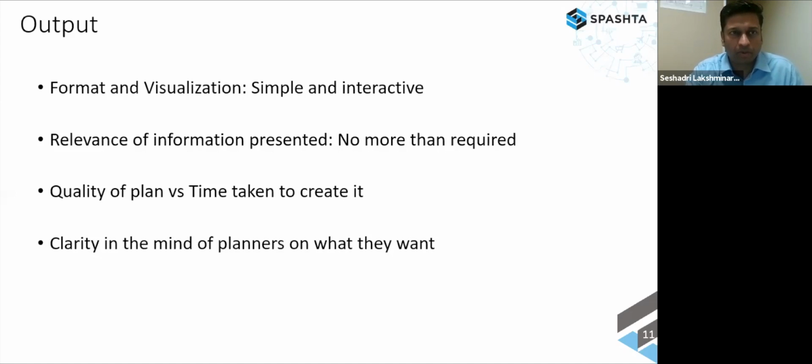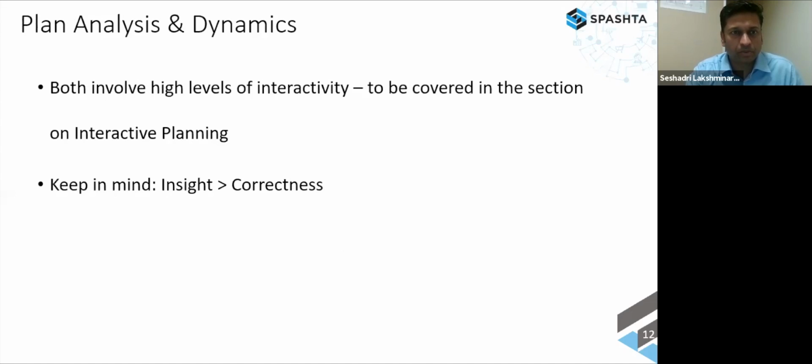Okay, so that's all I had about output. Analysis of plans and dynamics do involve a lot of interactive planning, and hence will be covered in the next section. But do keep in mind that the next topic that I'm going to talk about is insight. Getting insight is more important than being correct, and that's kind of the segue into interactive planning.